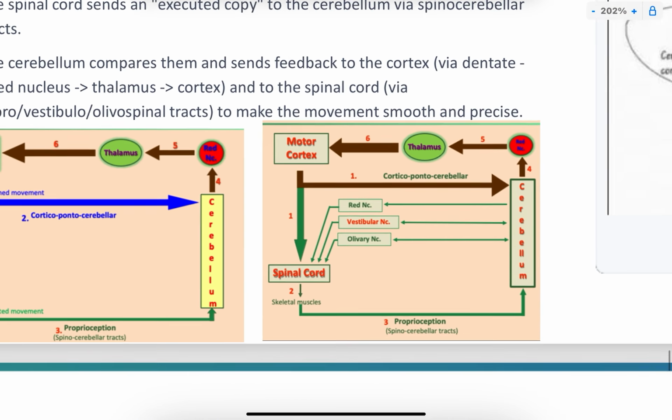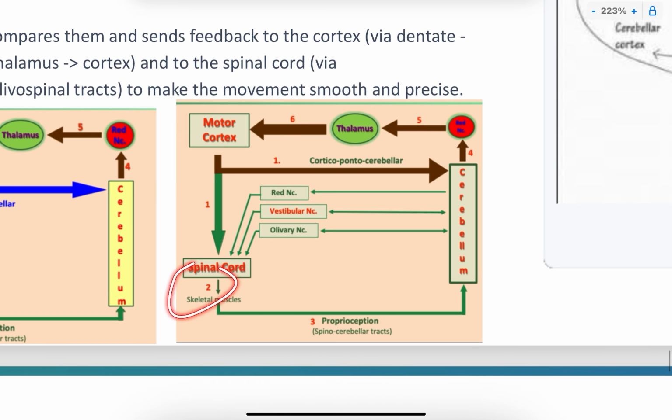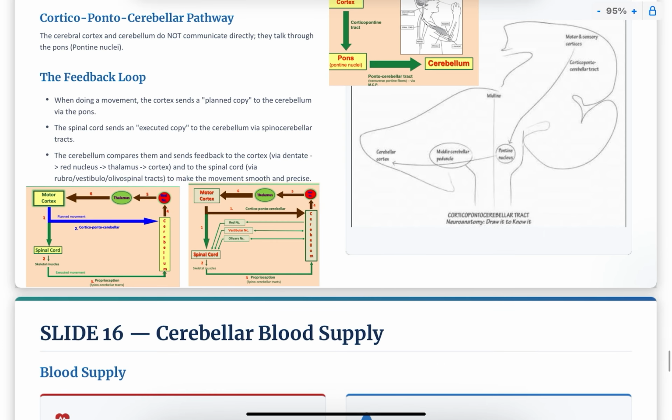And then the spinal cord goes through the spinocerebellar tract, and the cerebellum sends it back through the dentate, the red nucleus, and the thalamus, back to the motor cortex, and then to the spinal cord through the rubrospinal, vestibulospinal, and olivospinal tracts. Okay? I hope it makes sense.